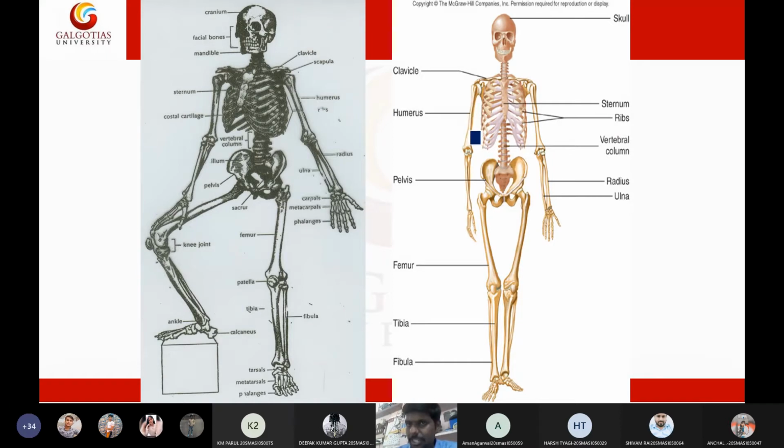This bone is called the humerus. Along with the humerus, it is attached to two bones after the elbow. One bone is called the ulna and the other is called the radius. The radius will be on the lateral aspect, whereas the ulna will be on the medial aspect when the palm is in supine position. So when the palm is in supine position, on the lateral part you will see the radius, whereas on the medial part you will see the ulna.